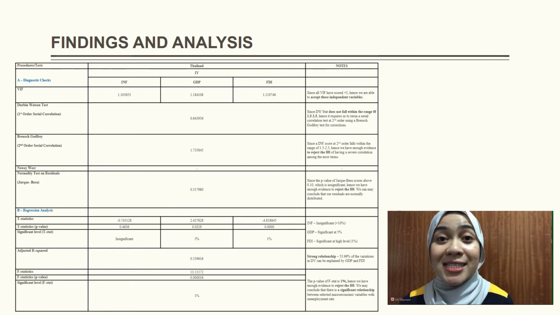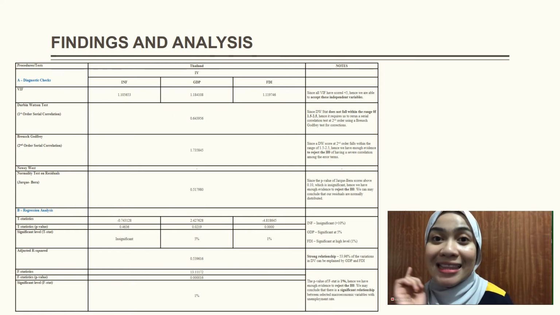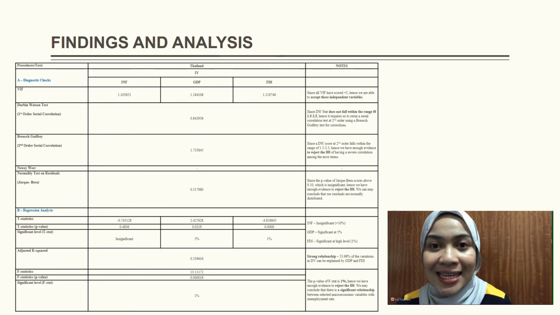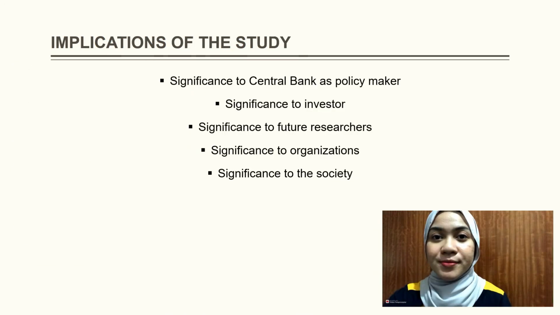Okay, the last part is the F statistic. The table in the slide shows Thailand's F statistic. Based on the F statistic, I have enough evidence to reject the null hypothesis because the p-value is significant at the 1% level. Therefore, I can conclude that there is a significant relationship between economic growth, GDP, and foreign direct investment, FDI, with the unemployment rate.